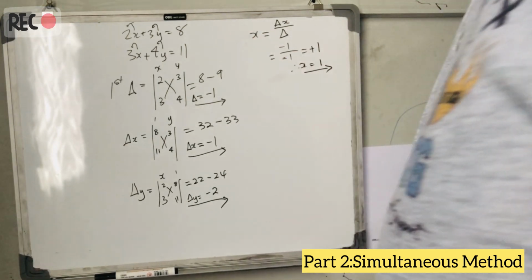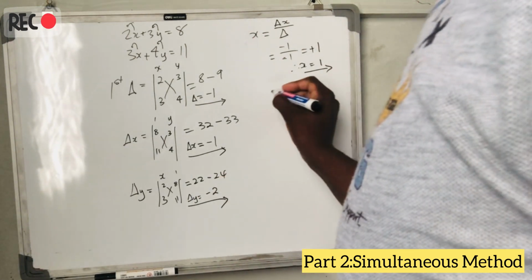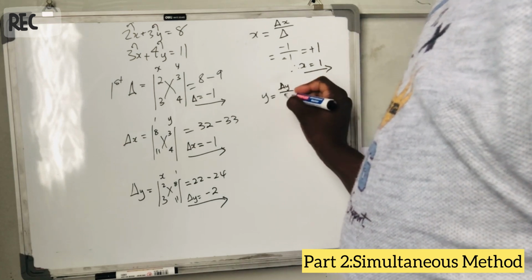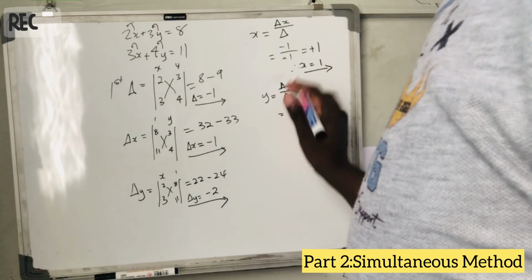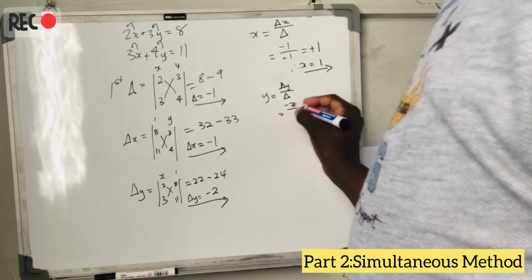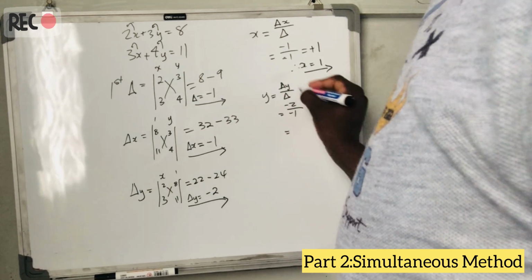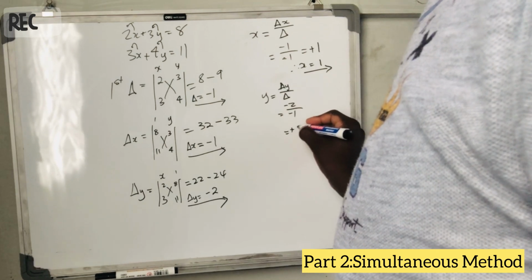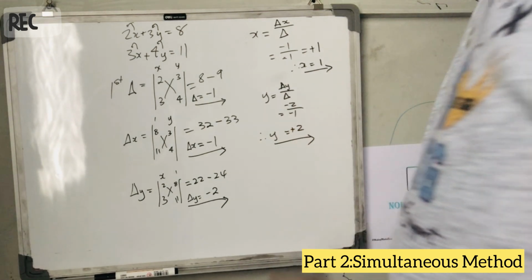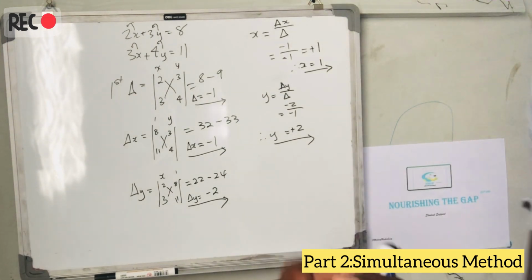Then to get the value of y, you say y is equal to the change in y over the change. The change in y is negative 2, divided by the change, which is negative 1. When you divide this, you get 2. Therefore y is equal to 2. So x is equal to 1 and y is equal to 2.